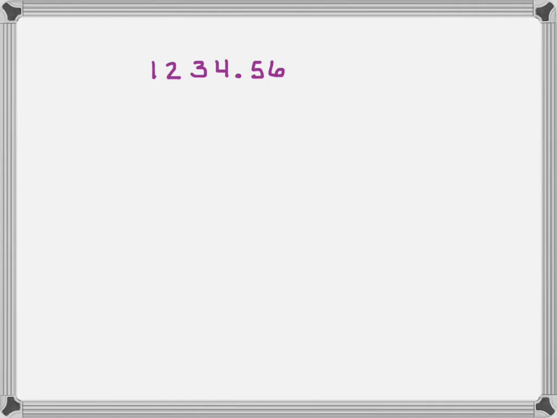So let's look at the number 1234.56. I want to write this in scientific notation, meaning I want one number in front of the decimal point multiplied by 10 to the n. So let's figure out what n is going to be. If I can write this number as 1234.56 times 10 to the 0, 0 representing that the decimal point has not been moved.